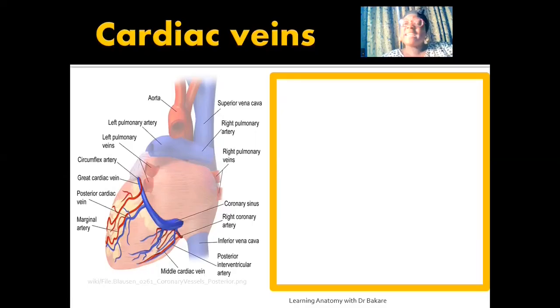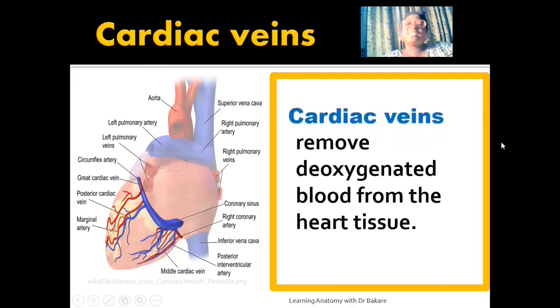We said that the cardiac veins help to drain venous blood from the heart. They help to remove deoxygenated blood from the heart tissue itself. So if you look at this image here, this is the external feature of the heart. Before this drainage, it needs to be supplied with oxygenated blood, and this is done through the coronary arteries. So this is one of the coronary arteries here, highlighted in red.